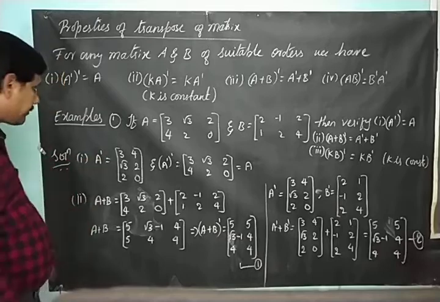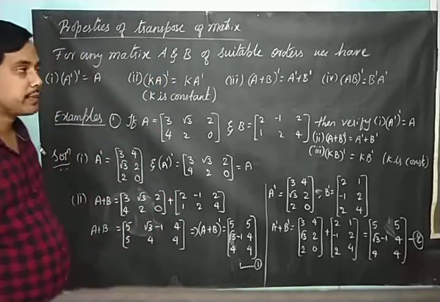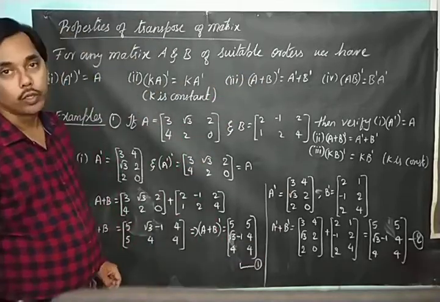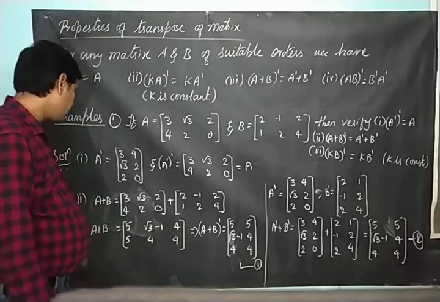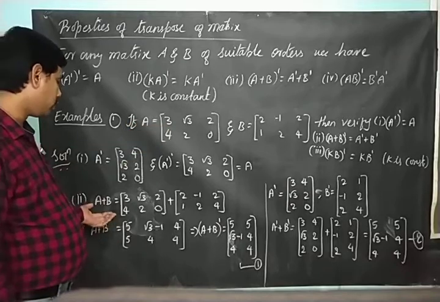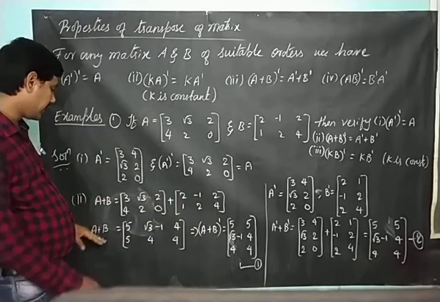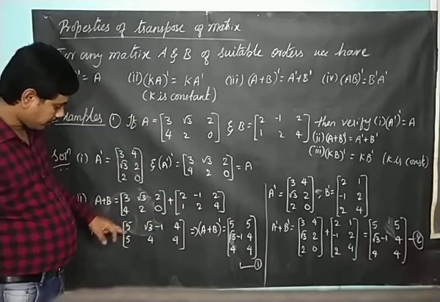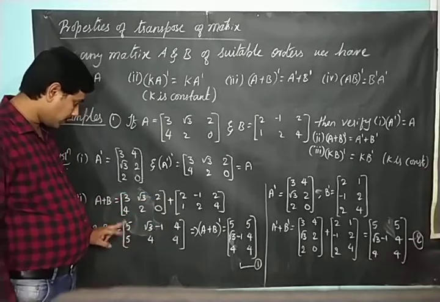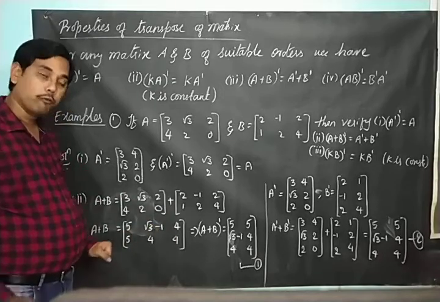What is the second one? They have asked us to verify A plus B whole transpose is equal to A transpose plus B transpose. Let us take the LHS and RHS separately and prove that both are equal, right? So A plus B: A is given as root 3, root 3, 2; 4, 2, 0, and B is 2, minus 1, 2; 1, 2, 4. A plus B means 3 plus 2 is 5, root 3 minus 1, 2 plus 2 is 4, 4 plus 1 is 5, 2 plus 2 is 4, 0 plus 4 is 4, right?